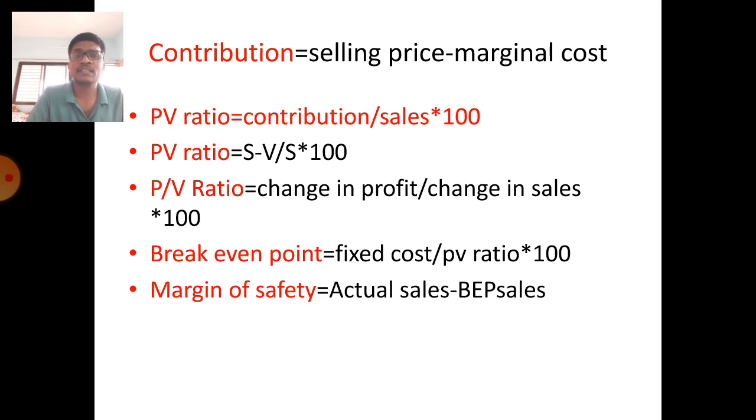All of these things in this chapter of marginal costing are very important: contribution, PV ratio, margin of safety, and break-even point. This is the most important thing, using these for the calculation of marginal cost of the product.